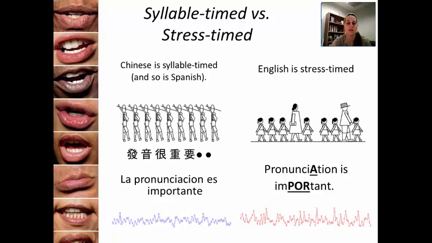La pronunciación es importante. This is very different to pronunciation is important. So notice how A is stressed and po is stressed. Pronunciation is important. And so you can see also it's visualized by these shorter and taller people. Whereas in the Spanish, la pronunciación es importante has the same stress.